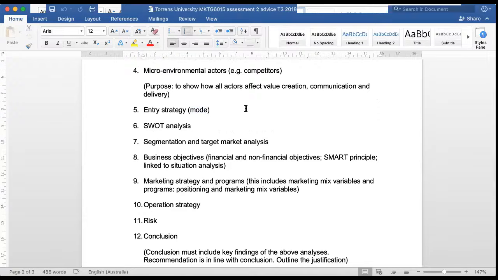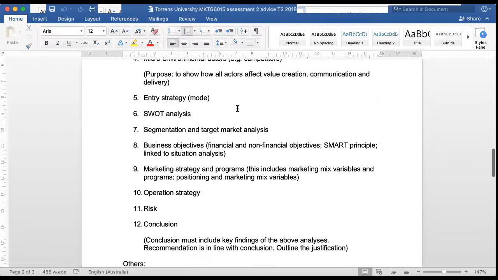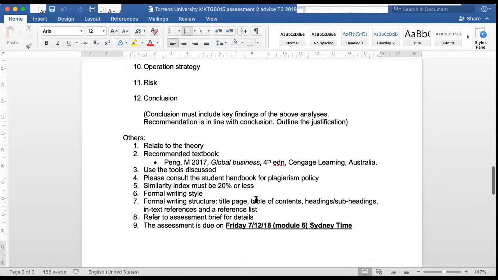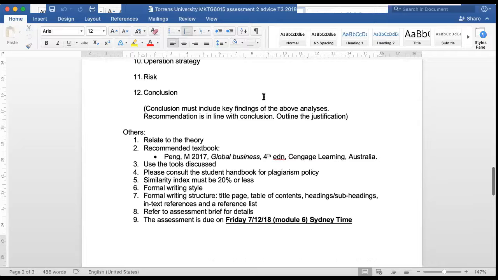The entry mode, that's one that you discuss. Which one is the best? Is that joint venture, acquisition, merger, or greenfield operation? So that's the one that you want to discuss. Your SWOT analysis, and then you discuss your marketing aspects, business objectives, marketing strategy, operational strategy, risk, and your conclusion. Okay, so that's basically what we need to cover in our assessment. Right. Any questions, guys?